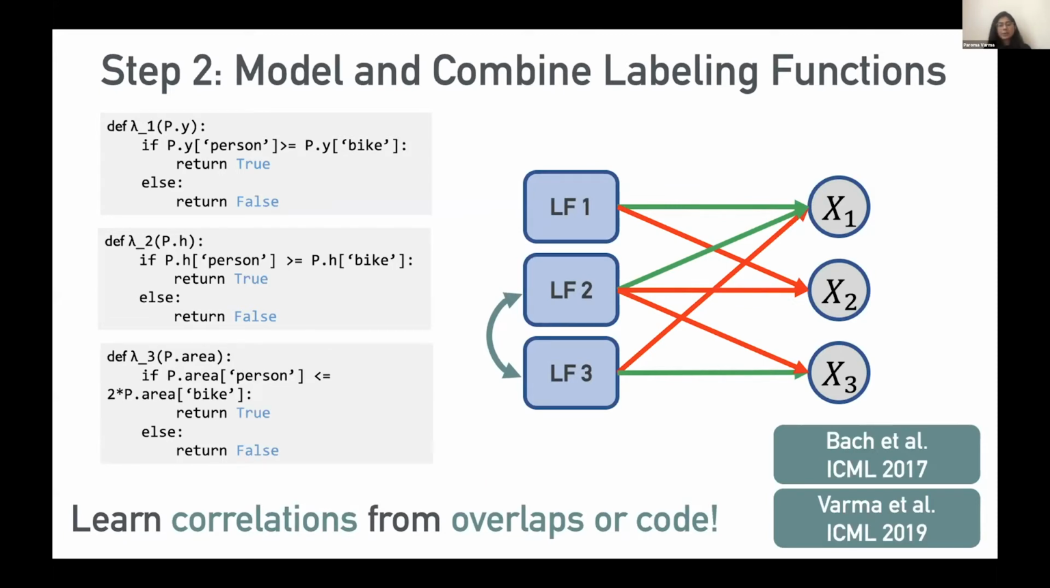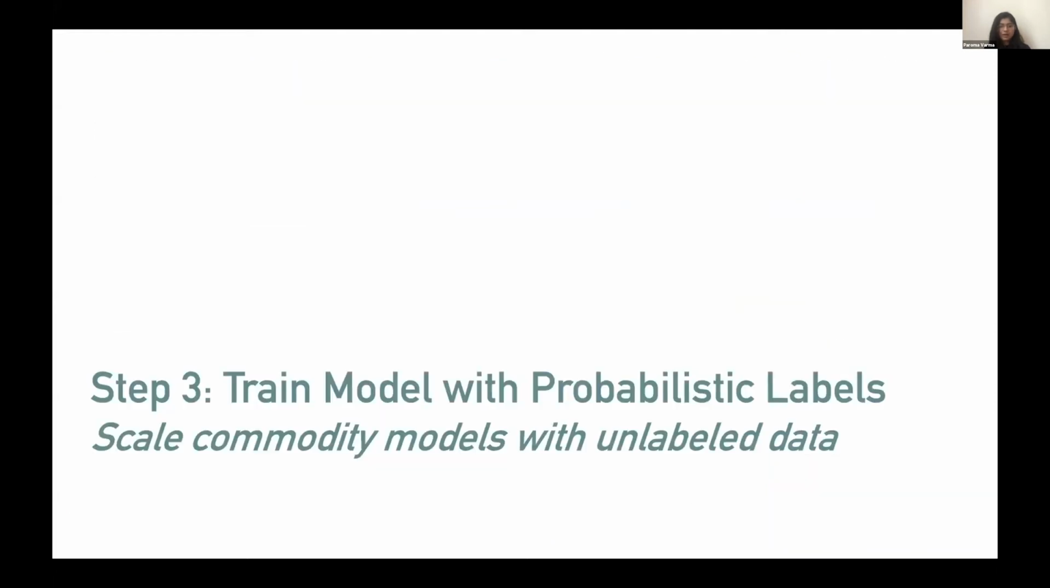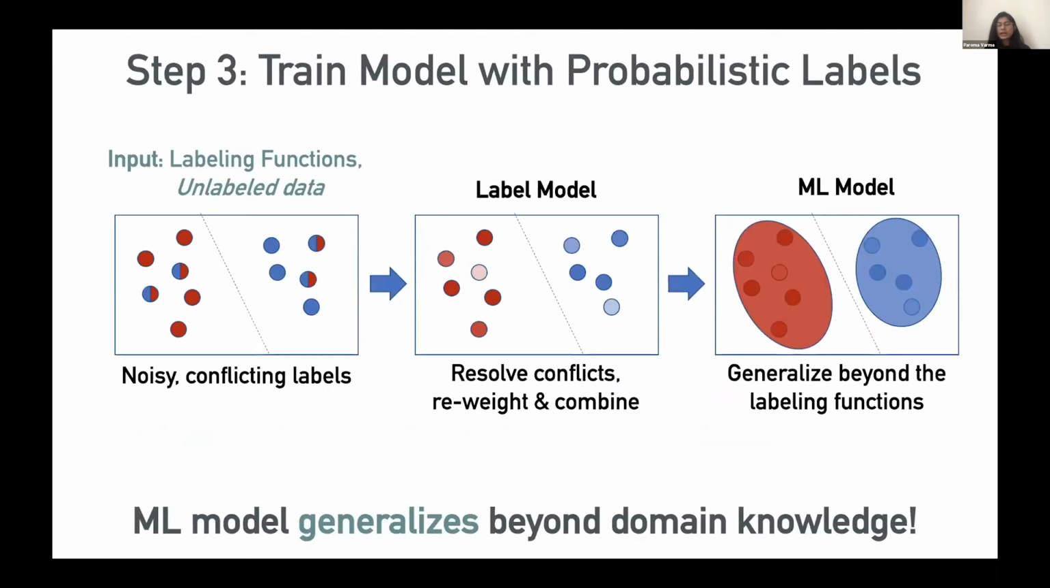So just as part of the Snorkel core algorithm, we also include a way of learning which labeling functions are dependent, which ones might be correlated. But again, we do this just using the structure of the code or the overlaps between the labels themselves. There's no need for any ground truth label data. Finally, after we run the Snorkel algorithm, we'll have probabilistic training labels for all the training data that we're dealing with. And we can now use it to train any state-of-the-art machine learning model.